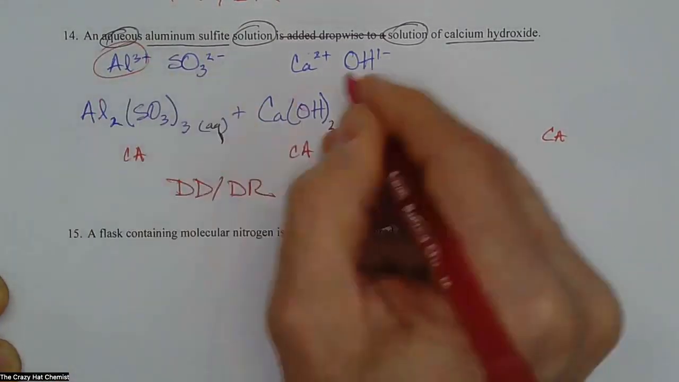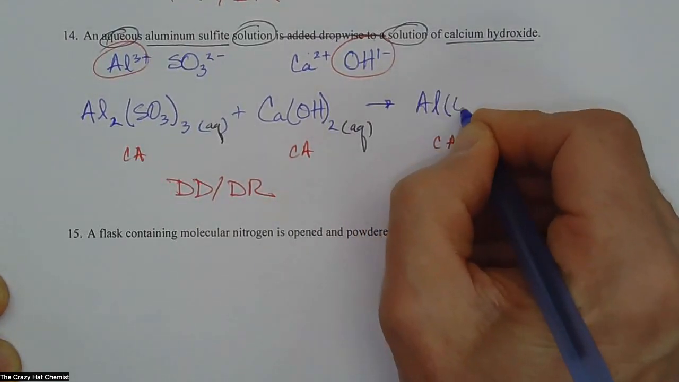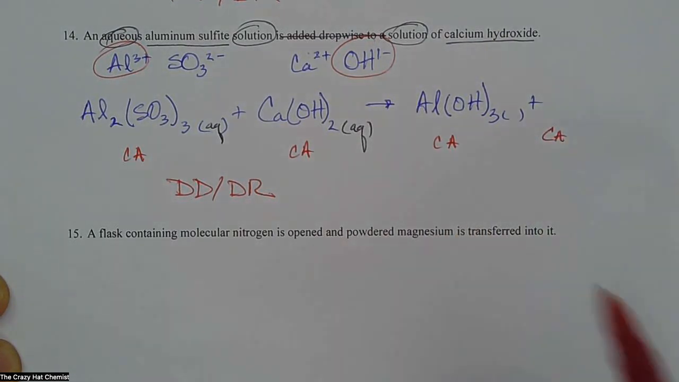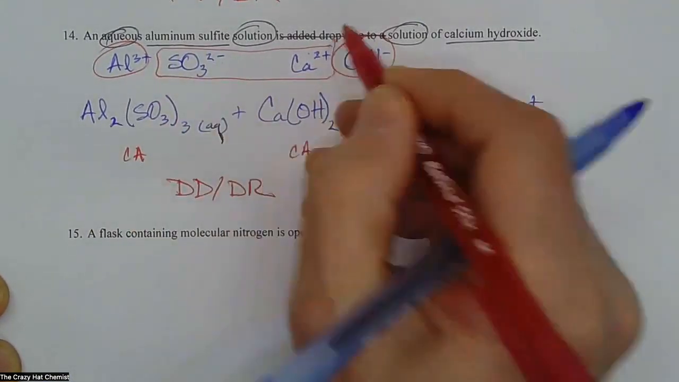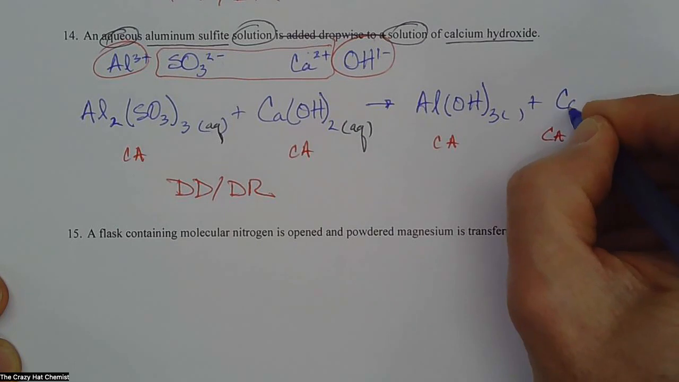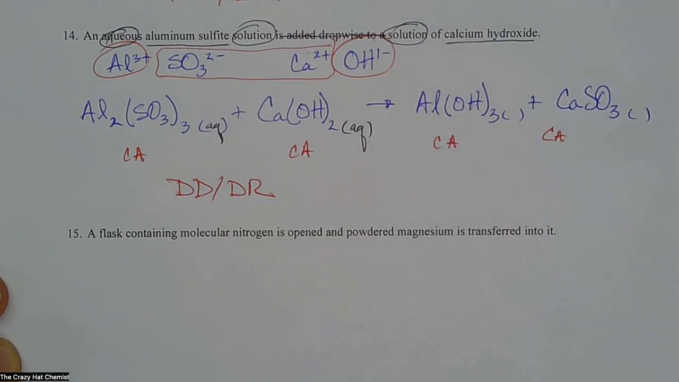I'm going to combine the aluminum with the hydroxide, and that will be Al(OH)3. And then I'm going to combine the calcium and the sulfite. Notice that they're in the same ratio of 2 to 2, so the 2's disappear. I'm going to have CaSO3, and then I'm going to put parentheses for my states of matter.